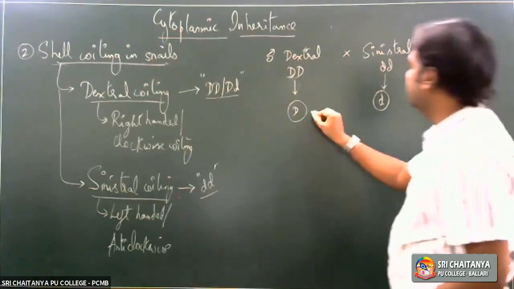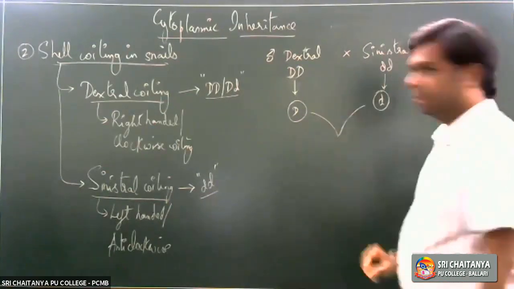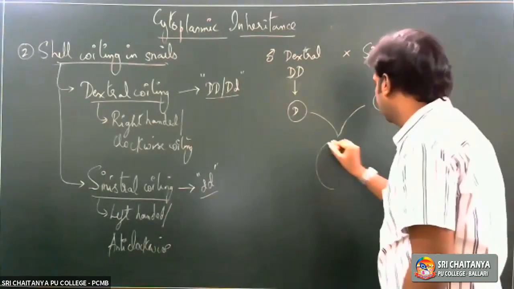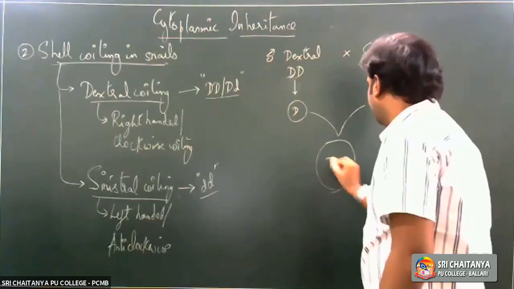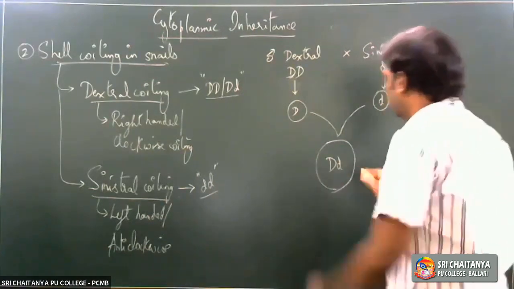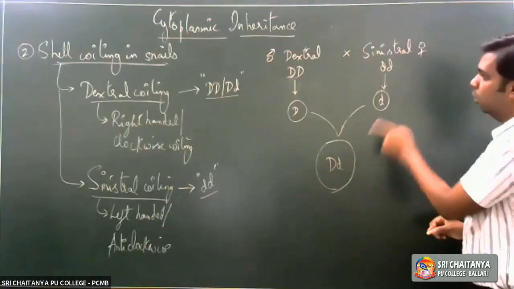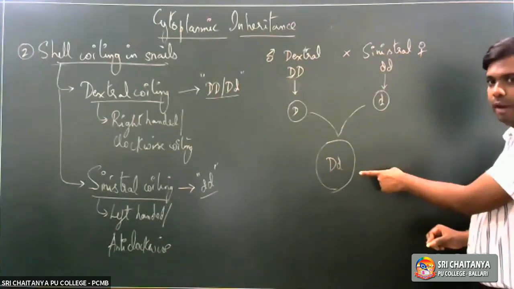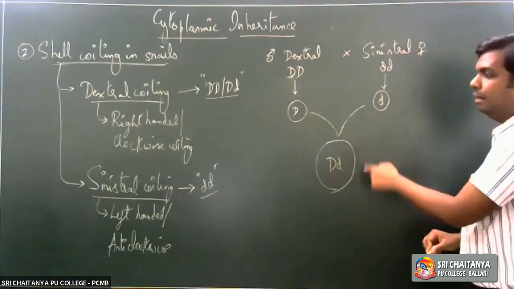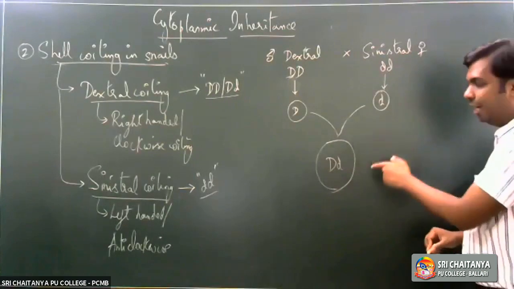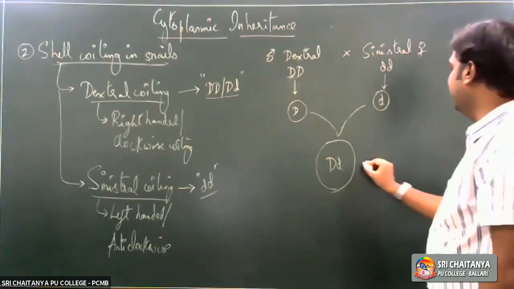Right. Now when these two fuse together in the zygote, they would have capital D and small d. So capital D coming from the male side, small d coming from the female side. Right. Now what would be the coiling pattern in this zygote? The coiling pattern in this zygote would be sinistral.